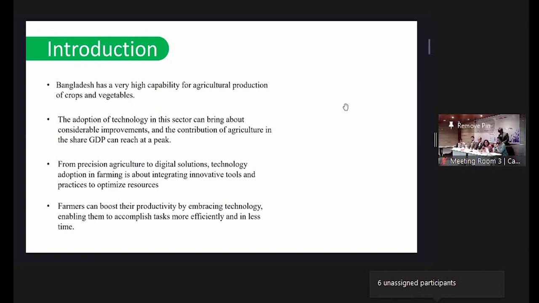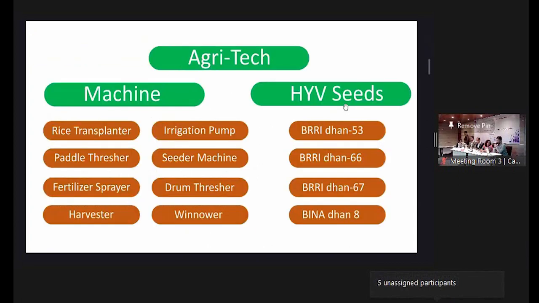It has the ability to expand agriculture's share of GDP, and farmers will be able to increase their productivity, as well as complete their tasks with better efficiency and in shorter time. In this study, we have considered two types of technology. First of all, machines, and second, high yield varieties. Some of those names are written in the slides, as you can see there, so I will not spend more time on this.